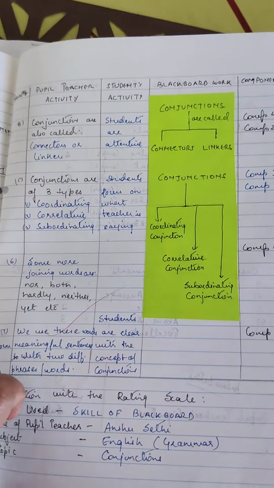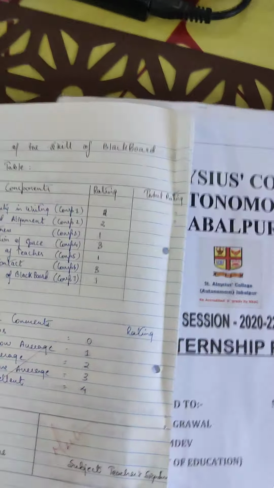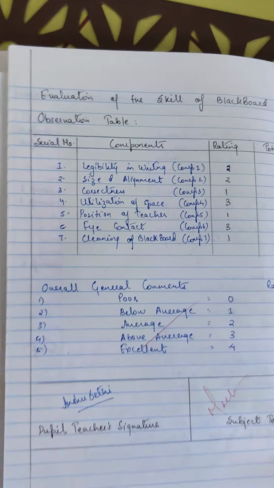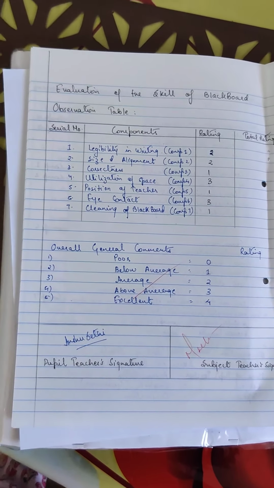Then comes the observation with the rating scale, and here is the evaluation of the skill of blackboard.